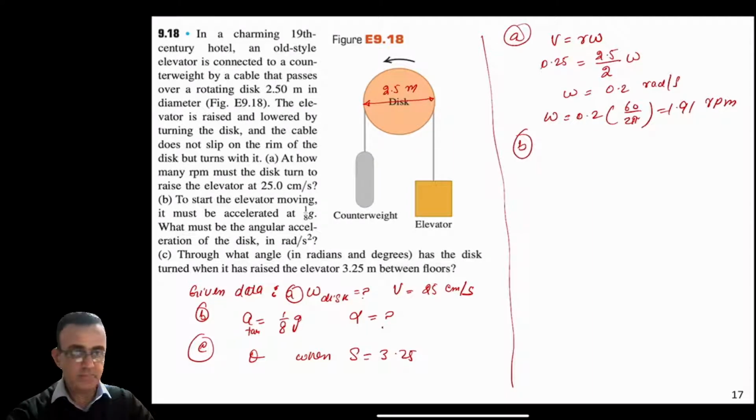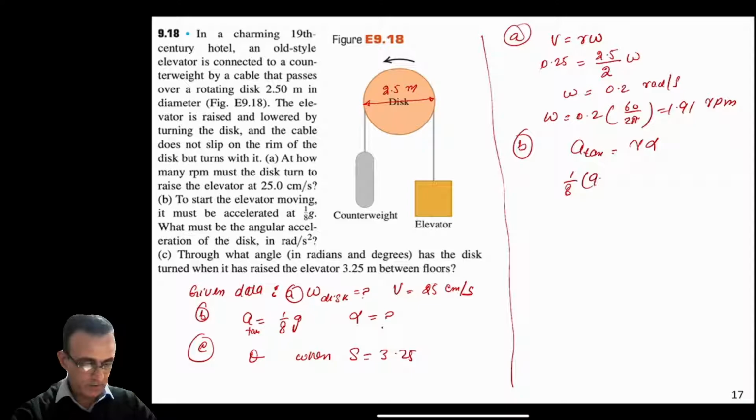Now in part B, we need to calculate the a tangent, and you are given this equation here. The simple equation is a tangent equals r alpha. You are given a tangent, which is 1 over 8 into 9.81, and again 2.5 divided by 2 is the radius, into alpha. So you will calculate alpha from here, which is 0.98 radian per second square.